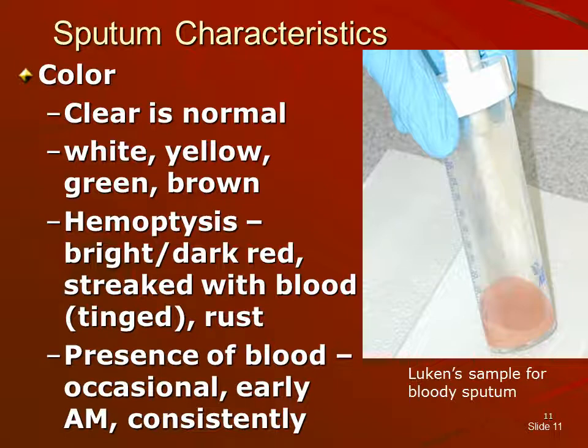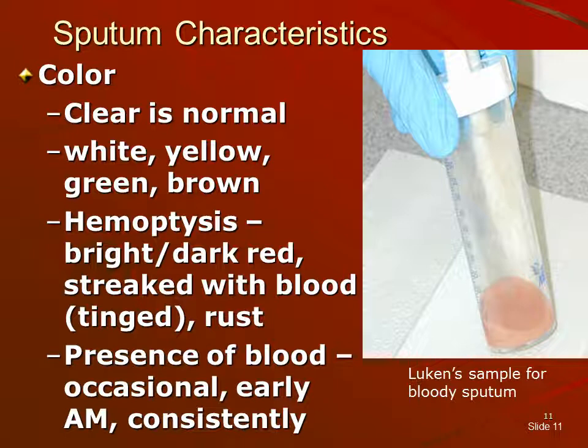We're going to go a little bit more in depth into characteristics of sputum. So color is important. We all know clear is normal. Not normal would be like a greenish brown. That could be an indication of infection. White and yellow we want to keep a close eye on. Hemoptysis we talked about before is bright, dark red, or sputum that is streaked with blood or blood tinged. Also rust color would also be an example of hemoptysis. Presence of blood occasionally is okay.